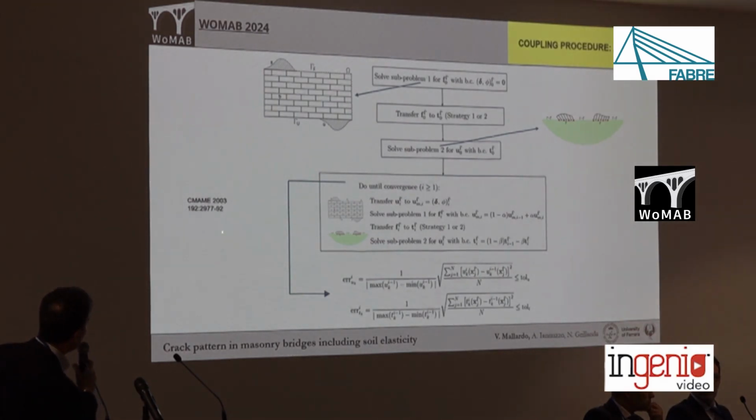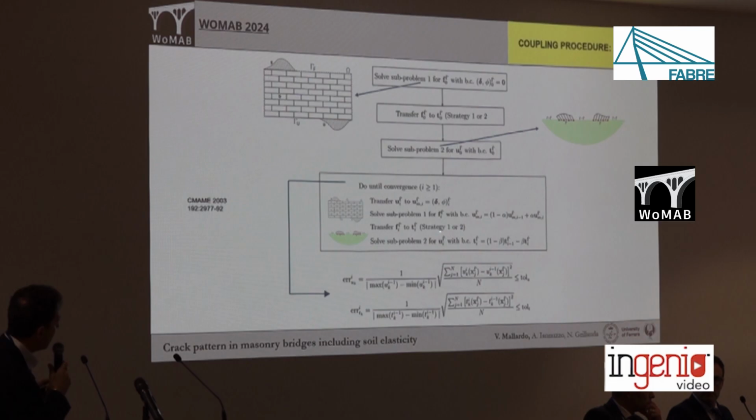We also got a suggestion from a paper published in 2003 in which the updated solution is not exactly the solution at that iteration, but a combination of the solution at that iteration and the solution at the previous iteration. This makes the convergence a little bit smoother. The drawback is that you have to define two parameters, alpha and beta.